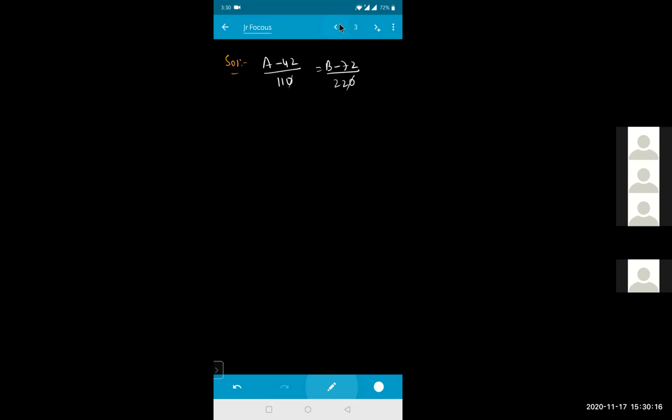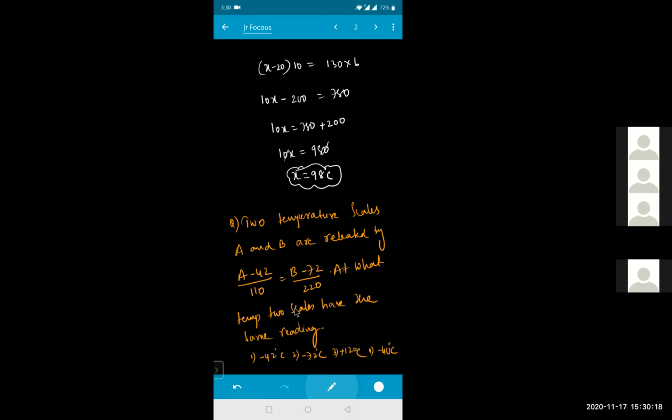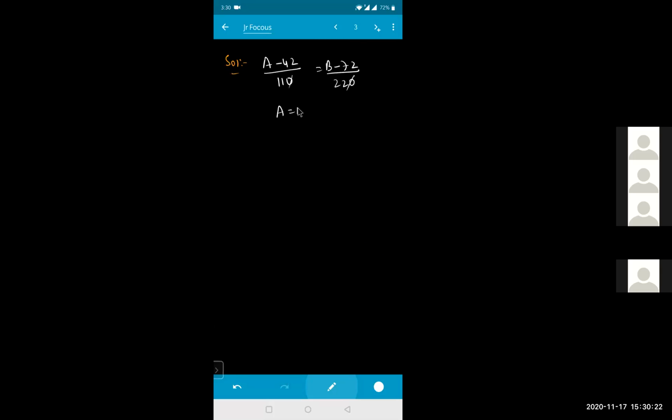So what is the problem asking? At what temperature do the two scales have the same reading? The same reading means A must be equal to B. That means this will become (A minus 42) divided by 11 is equal to (A minus 72) divided by 22. Did everyone get it? So it is (A minus 42) into 22 is equal to 11 into (A minus 72).